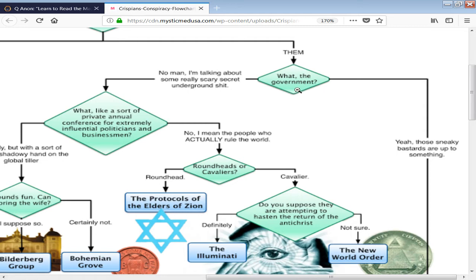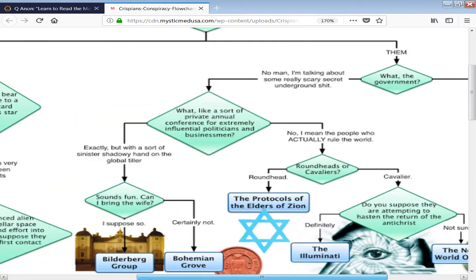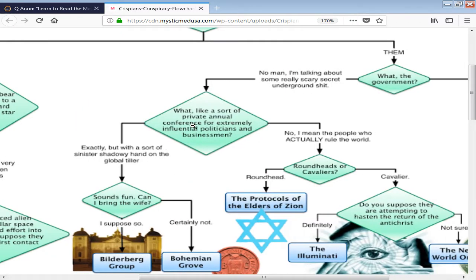What? The government? Question mark. If I say no, it says, no, man, I'm talking about some really scary secret underground stuff. And then it kind of comes in here: what, like a sort of private annual conference for extremely influential politicians and businessmen? Well, exactly, but what sort of sinister, shadowy hand on the global tiller? Sounds fun. Can we bring the wife?